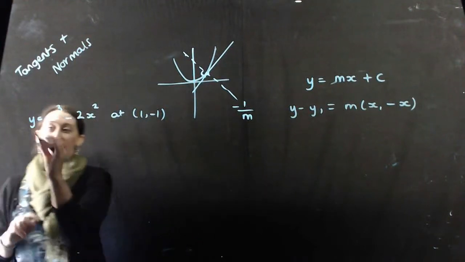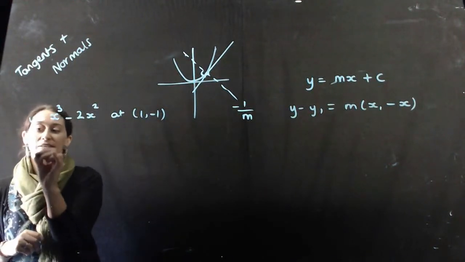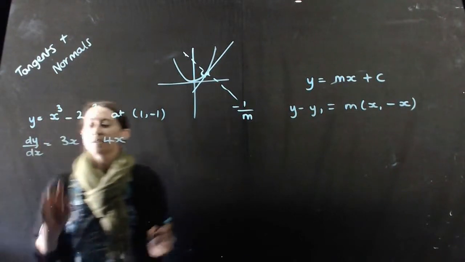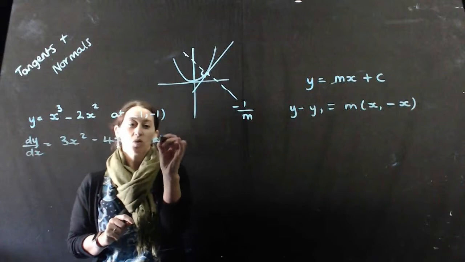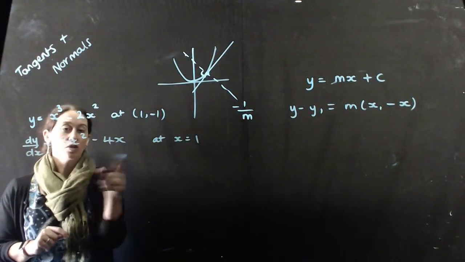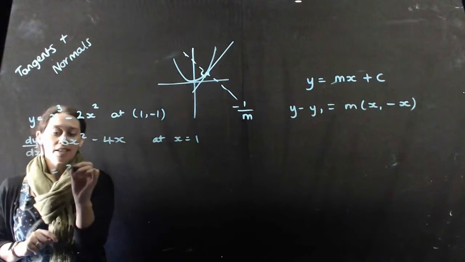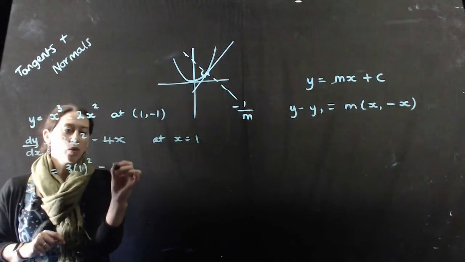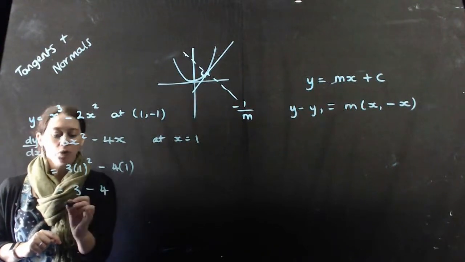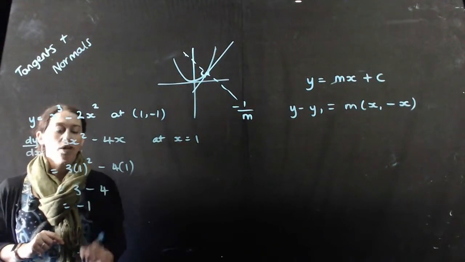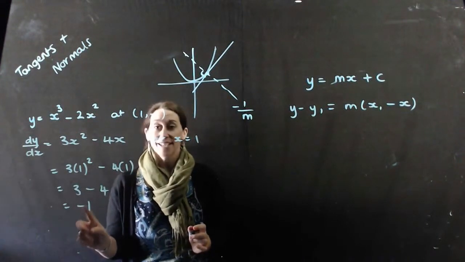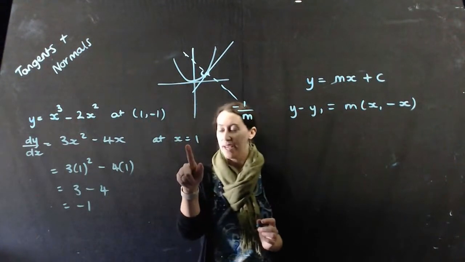So let's differentiate this function. dy/dx is 3x squared minus 4x. Now at x equals 1, this is where our tangent lies, we can find the gradient on the curve. So the gradient is 3 times 1 squared minus 4 times 1, which is 3 minus 4, which is -1. So our gradient is -1 at the point when x equals 1.